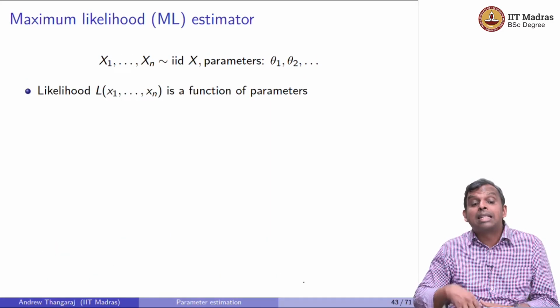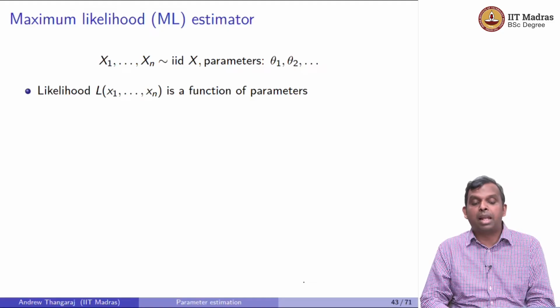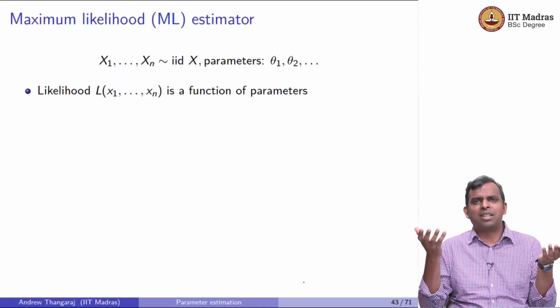Next, we come to maximizing the likelihood. The maximum likelihood estimator, as the name suggests, computes the likelihood and tries to maximize it. Why would you maximize the likelihood? It makes intuitive sense.